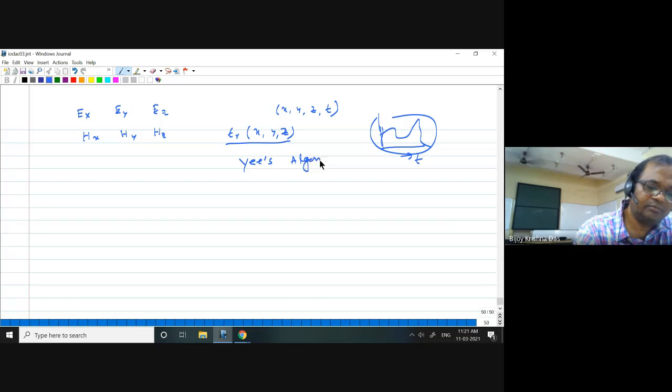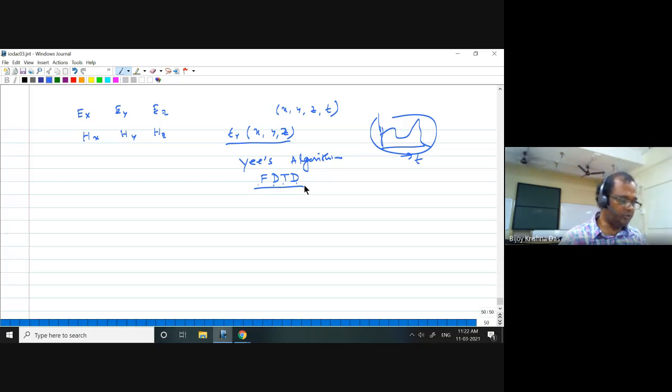The Yee algorithm was developed, and it is nothing but based on the so-called FDTD, finite difference time domain. Finite difference time domain. That FDTD method you have to use.